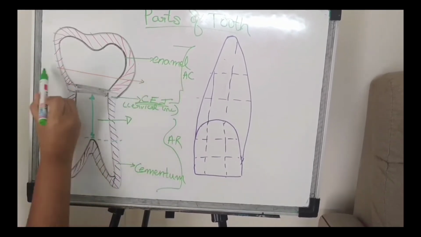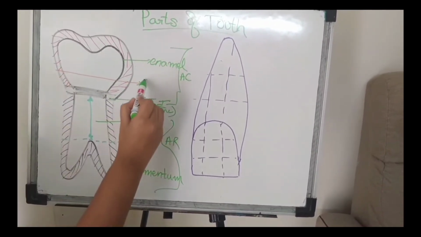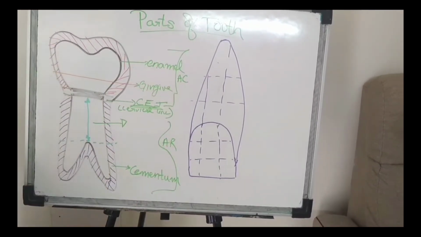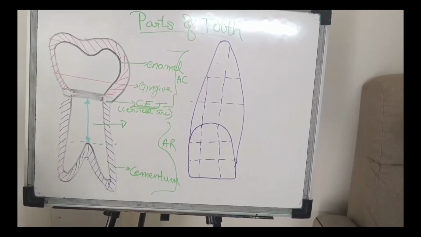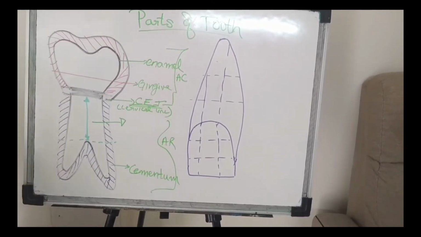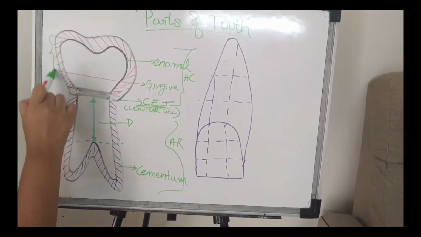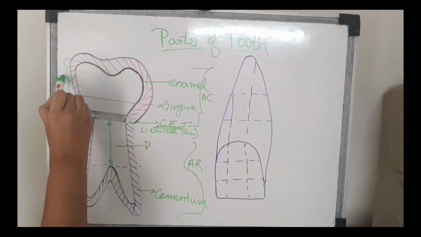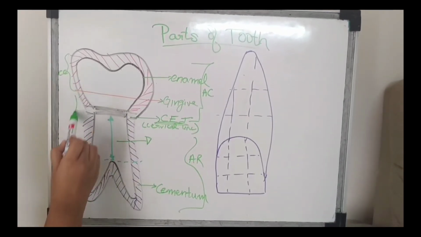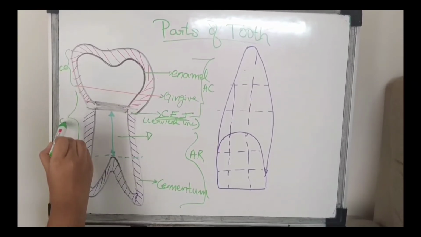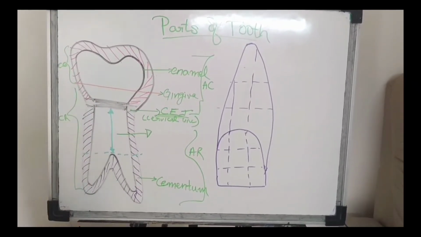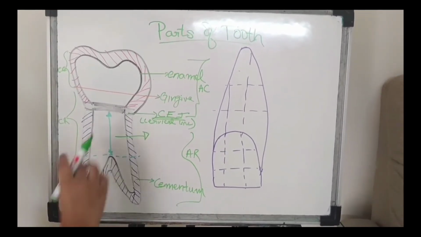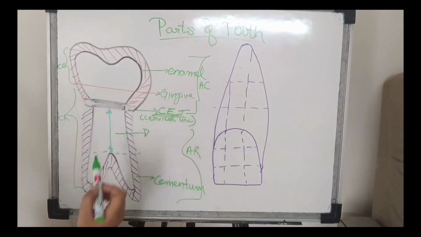Okay, and basically anything above the gingiva, this orange line is the gingiva or the gums, which we can see by our eyes, that is the clinical crown. So this portion will be the clinical crown, and below this orange line, that is inside the gums, we will have the clinical root. So I hope the difference is very clear: what is anatomical crown, what is anatomical root, clinical crown, clinical root.